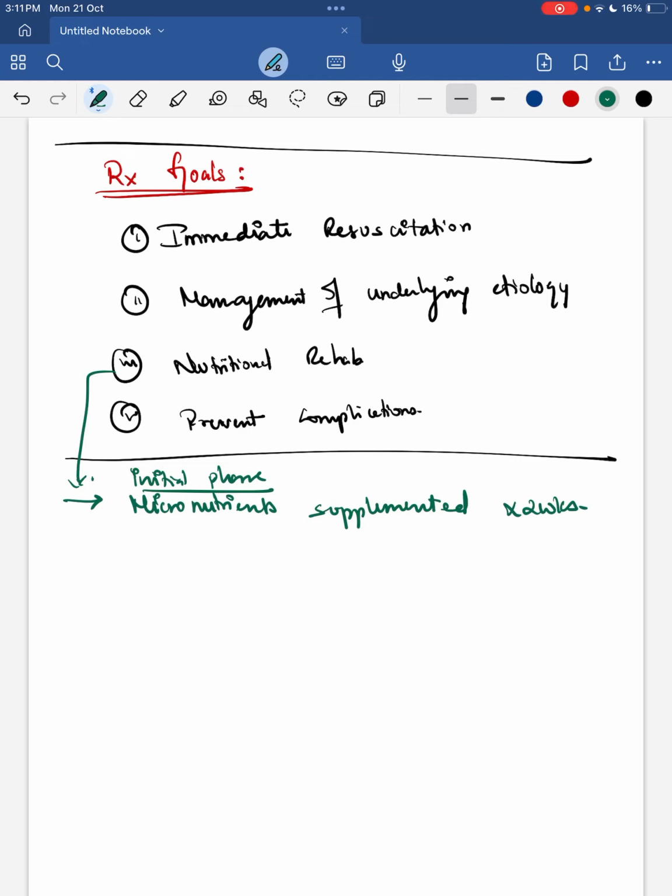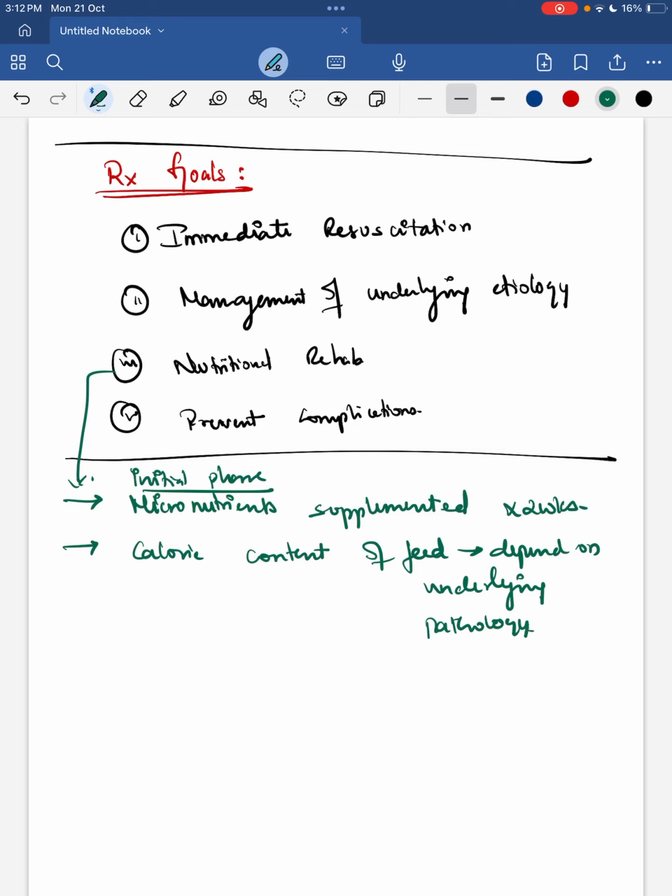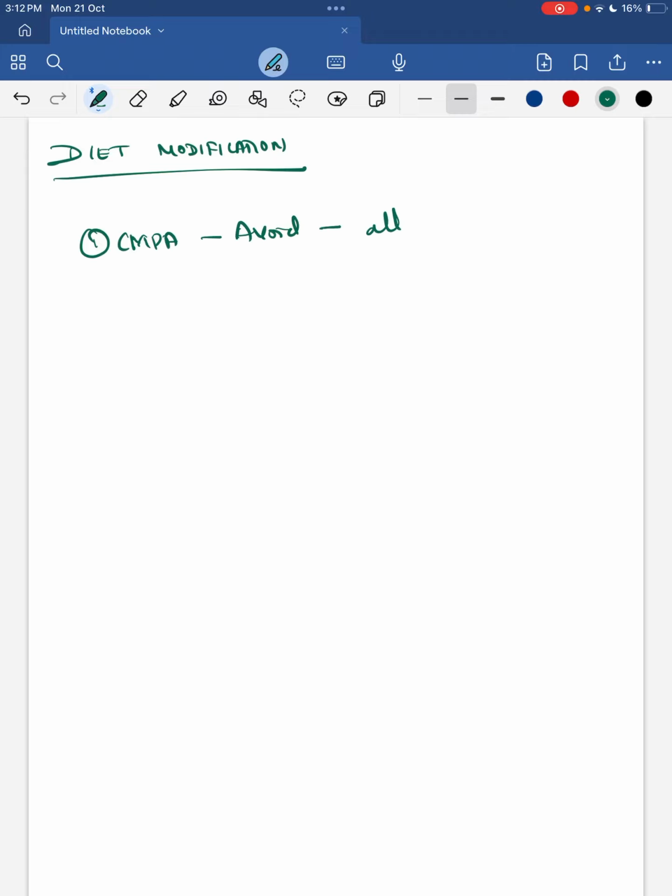Next, diet modification. Which are the conditions that will require diet modifications? One will be cow milk protein allergy, where you have to avoid all dairy products. Next, in lactose intolerance, you give a low lactose diet or lactose free milk. Next, in celiac disease, you give a gluten free diet.